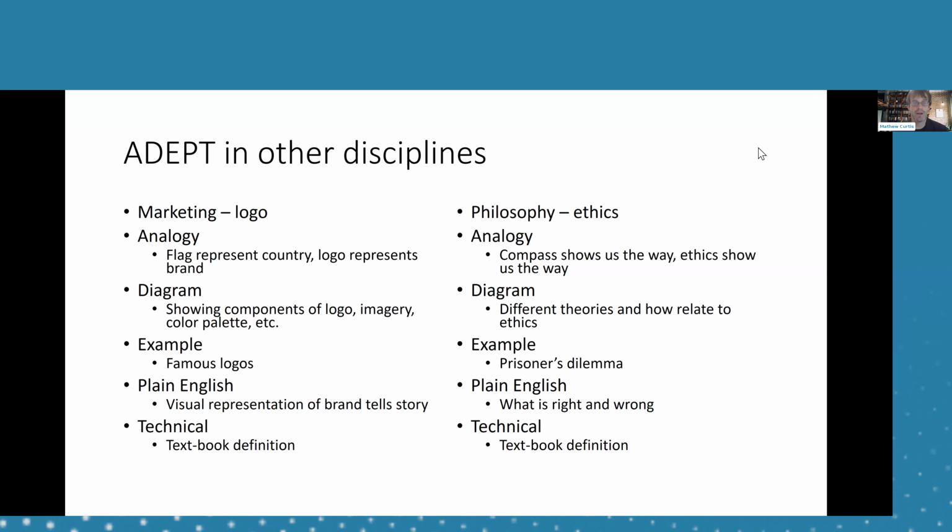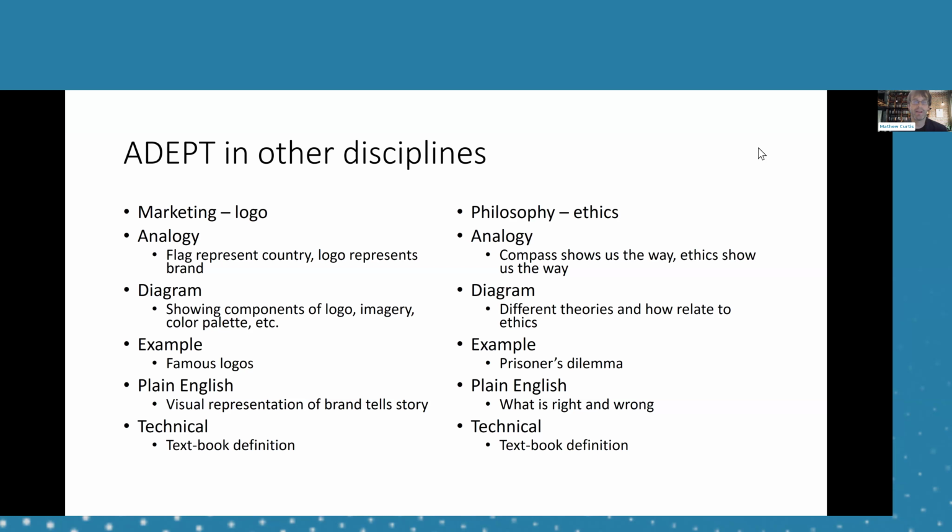Diagrams, I might show a diagram or visualization of some logos, showing the importance of the imagery and the color palette, etc. Then I might relate it to their regular lives by showing examples of famous logos. We might point out some logos that are in the room or on their shoes, on their clothing, on their laptops. Plain English, a logo is a visual representation of the brand, and it tells a story. The idea is that the logo tells the company's philosophy or their ideas.